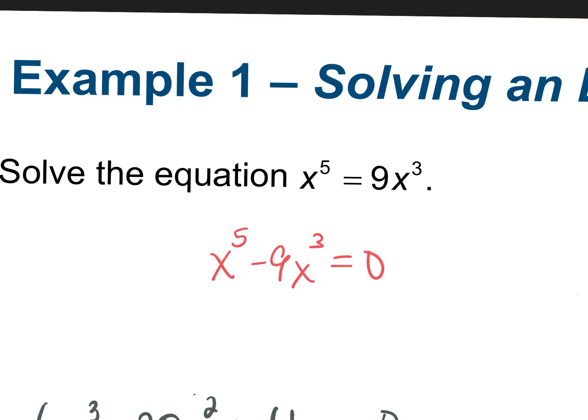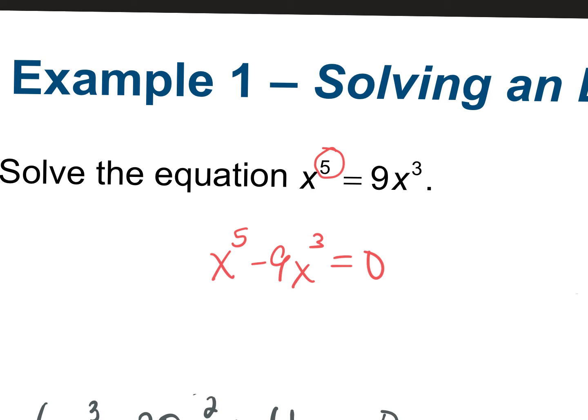When we're solving equations, the highest exponent you see will tell you how many answers you should have. So how many answers should I have here? 5, okay? What that means is if you were to graph this, it would cross the x-axis 5 times.